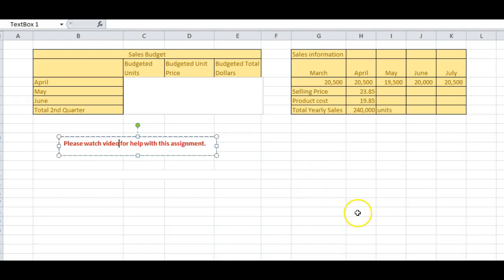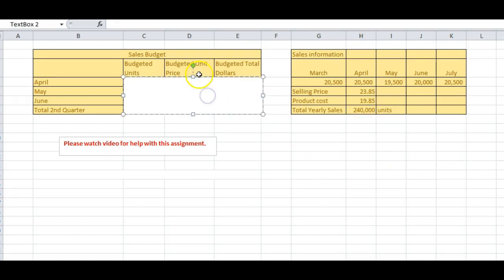The very first thing you have to have is a sales budget. And that comes from gathering information. And here's your sales information. In March, we had 20,500. Now those are actual. In April, we're predicting 20,500. In May, 19,500. June, 20,000. And in July, 20,500. The selling price is $23.85 and the production cost is $19.85. And the year's total sales will be 240,000 units. So you've pretty well got that nailed down.